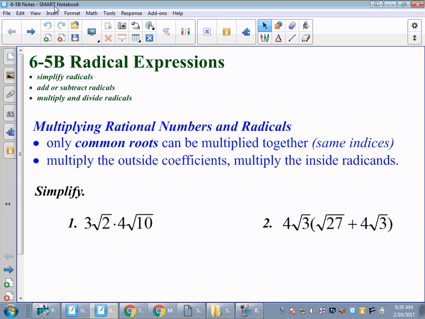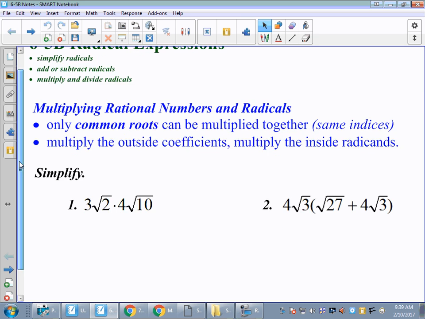These are your 6-5B notes, radical expressions. We're going to simplify some more, a little bit more complicated, or just some complex problems. We're going to involve multiplying these things, foiling, distributing, adding, and subtracting.